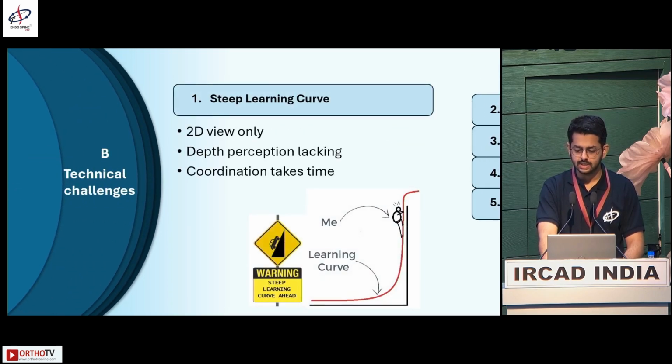Coming to technical challenges, one major challenge in monoportal endoscopy is the 2D visual field, which lacks the natural depth perception. Manipulating instruments while interpreting angled views takes practice. Initially, this leads to errors in orientation. This is where cadaver labs, simulators, and mentorships are crucial.